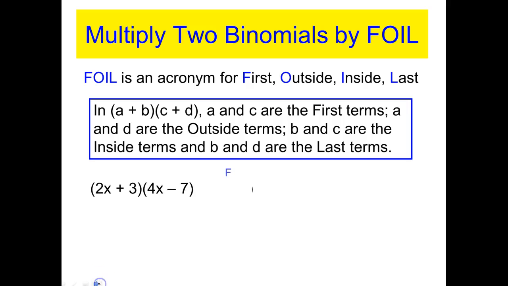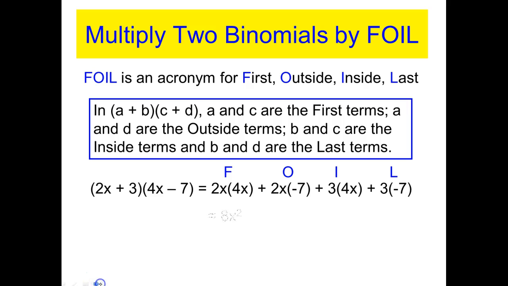So an example, in this case, if I'm multiplying my first terms, that's 2x times 4x. My outside terms would be 2x and negative 7. My inside terms, 3 and 4x, and my last terms 3 and negative 7. So I perform the multiplications, 8x squared minus 14x plus 12x and negative 21, and then again the middle terms combine, in this case to give me negative 2x. So the O and the I are the ones that often combine.